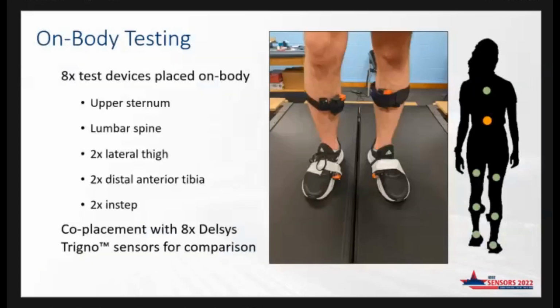We wanted to test the system on real users, and so we mounted 8 of these peripherals on various locations on the lower legs and torso. And in order to do a comparison with that Delta system to compare against a commercial standard, we co-mounted Delta's devices right next to each of the positions where our sensors were placed in order to do a side-by-side comparison.